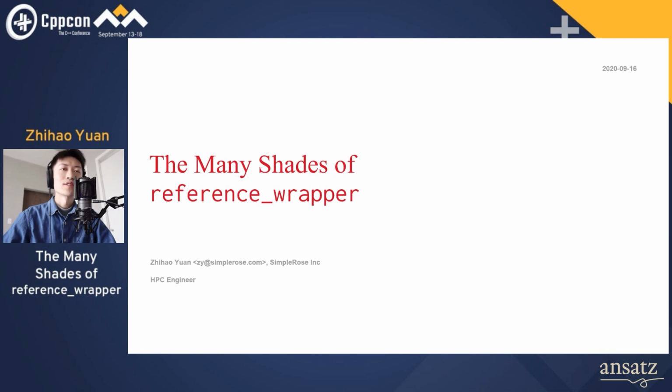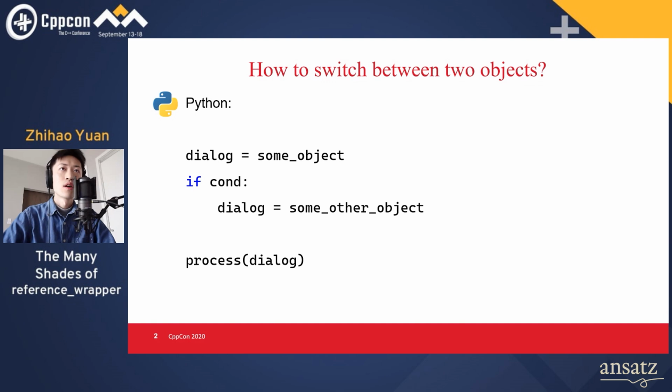So let's start with thinking about this question. How would you switch between objects? If you're using Python, because in Python, every variable is just some reference that points to some object, by saying switch between objects, you can just assign different objects to the same variable.